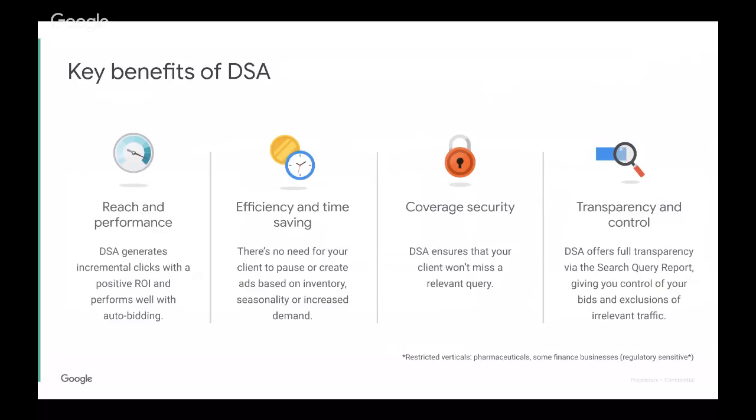So DSA offers full transparency on the search query report, control through bids and dynamic target levels, and exclusion for irrelevant traffic. So even though it's automation and it's sort of a black box, you still have loads of control levers that you can play around with to make sure that you use DSA for your specific challenges.